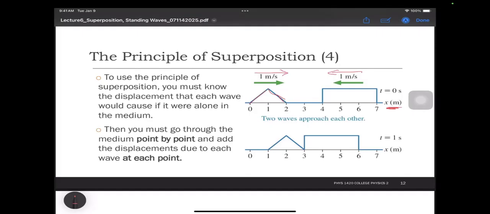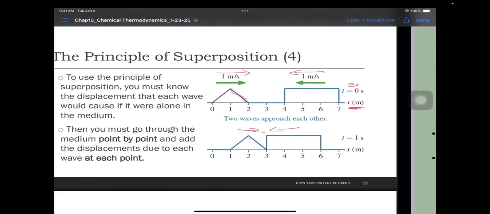Okay, then you can see it just crosses. Then you must go through the medium point by point and add the displacements due to each wave at each point. You can see at this time t0 they didn't meet with each other, and at t equal 1, they almost meet but haven't. Let's continue.